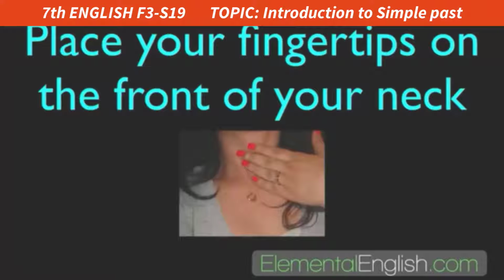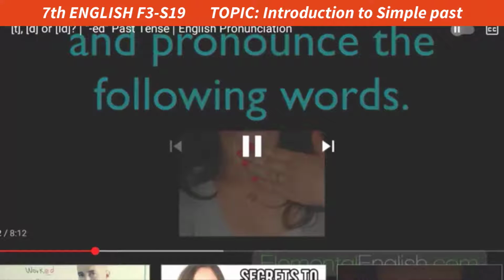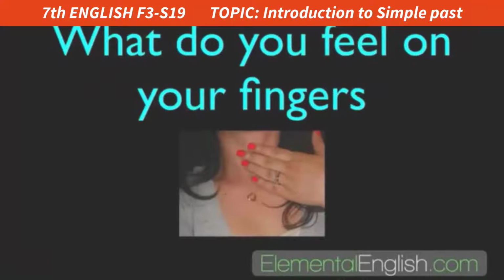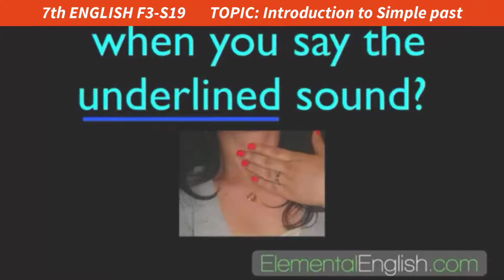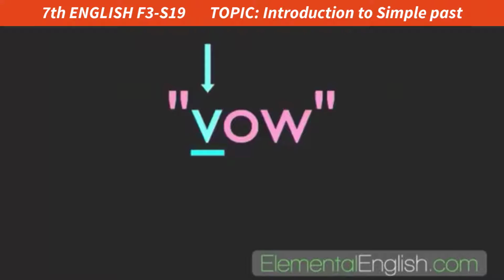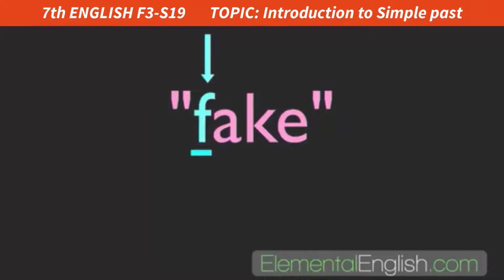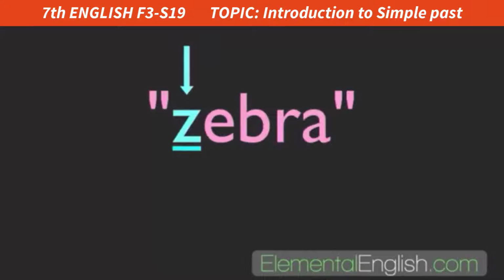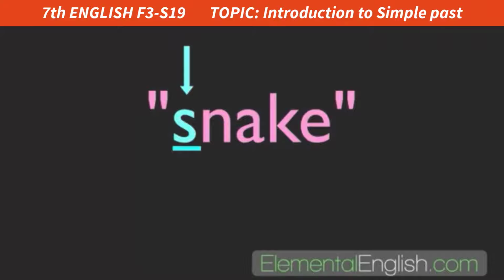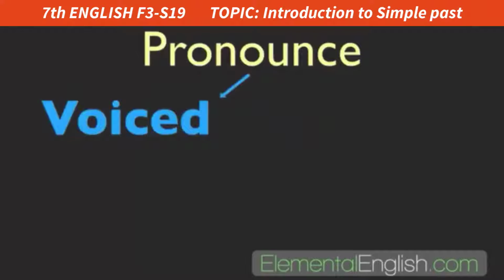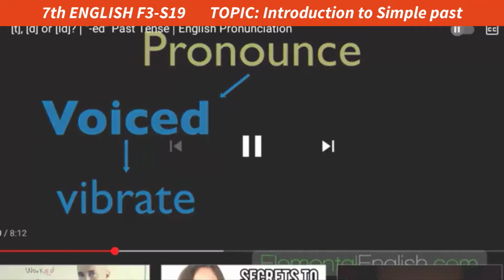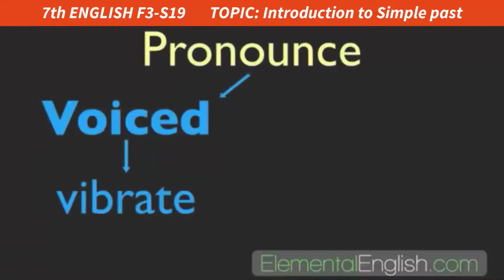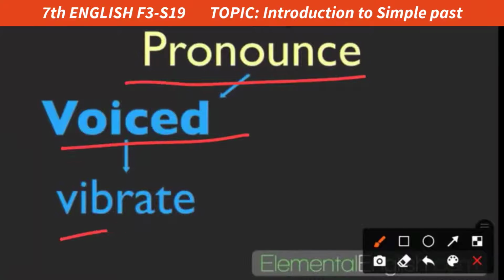Siente las vibrations, que esto le va a servir para saber cuándo decir t, cuándo decir d y cuándo decir ed. Ok, attention. Pronounce the following words. What do you feel on your fingers when you say the underlined sound? Vowel. Fake. Zebra. Snake. When we pronounce voiced sounds, our vocal cords vibrate.